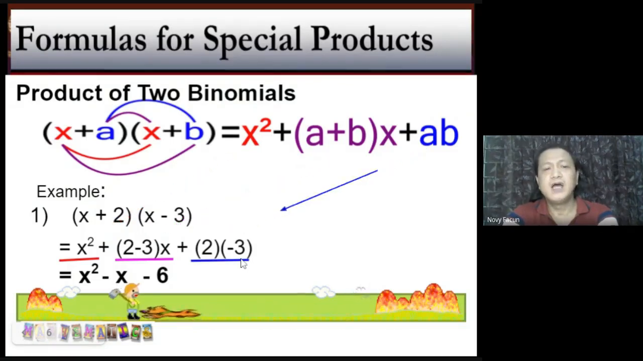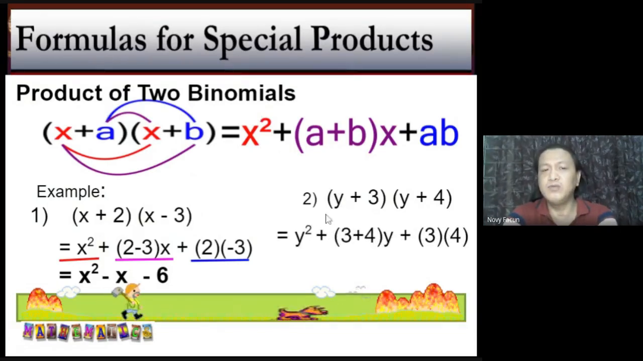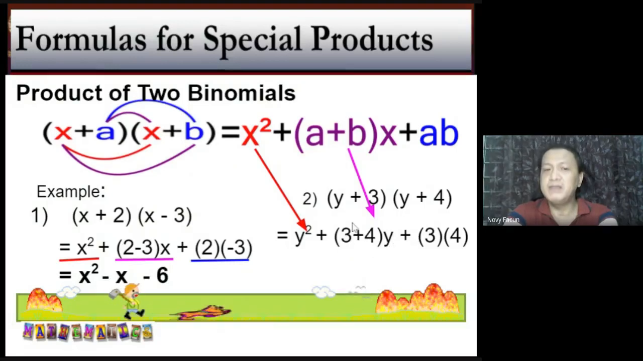Next, how about if you're going to get the product of y plus 3 times y plus 4? So, same process tayo. You have to square the first term. Ito siya. So, we have y times y, y square. And then, you have to get the sum of the inner and outer. Ito yan. Kaya magiging 3 plus 4y. Di ba? Yung a natin dyan is 3. Yung b natin ay 4. Okay, so we have 3 times 4. Kaya magiging 3 times 4y. And dito naman, that is the product of a and b, 3 times 4.